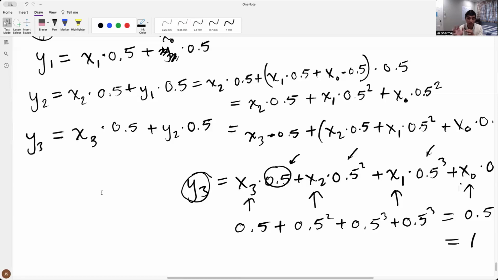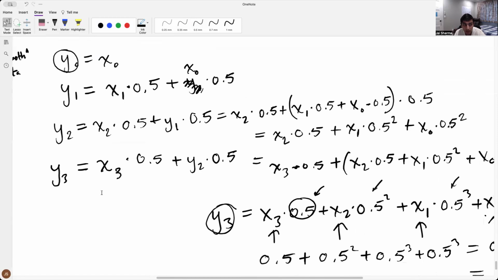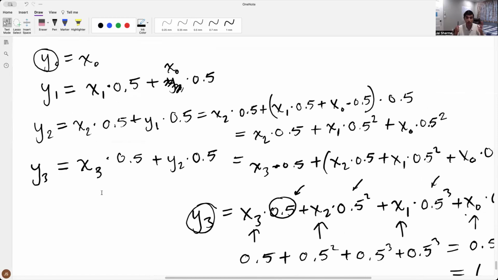So eventually, whatever x0 is, x1 is, x2 is, those won't matter. Everything at that time step, let's say x10 or x15, whatever. If you're calculating y15, then x15 would be the most important. But yeah, I guess that's the way of doing this, this exponentially weighted moving average. And remember how I said that this could be 0.7, this could be 0.3?